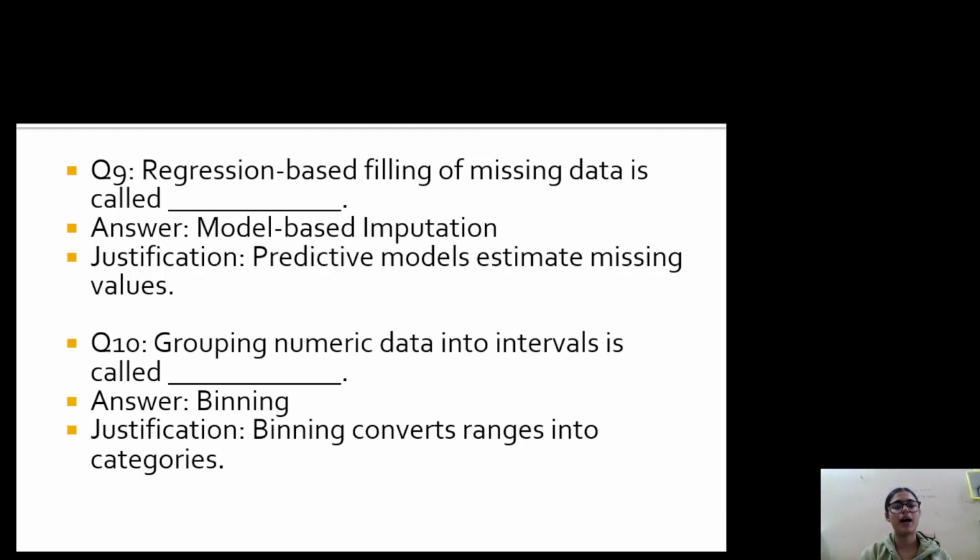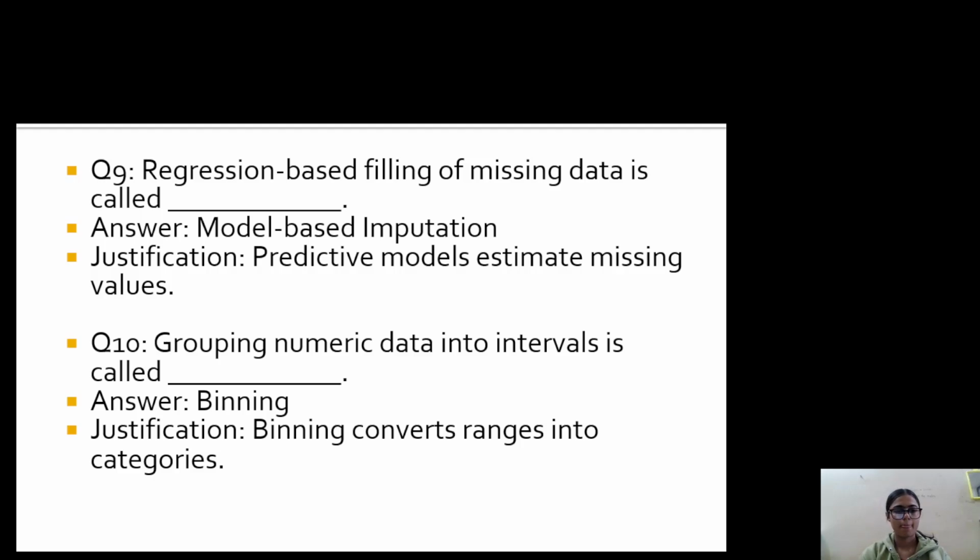Next, grouping numeric data into intervals is called dash. So the answer is binning. Binning converts continuous values into categories like age 0 to 10, 10 to 20, 20 to 30. This reduces noise and simplifies patterns.